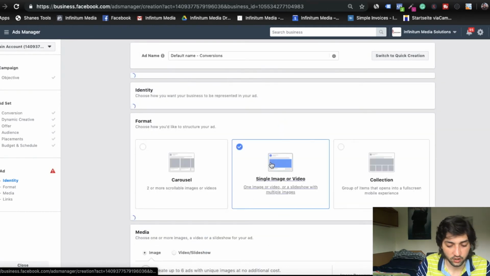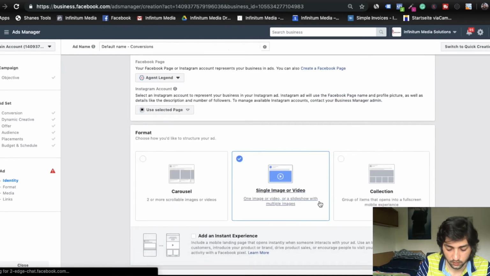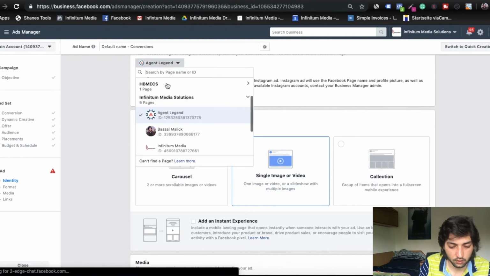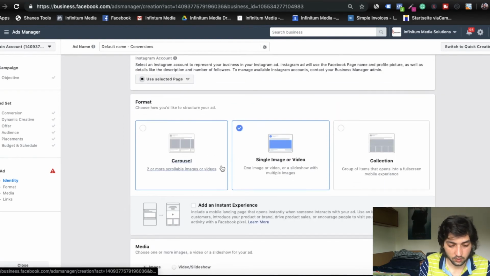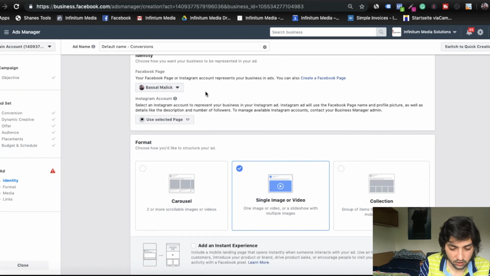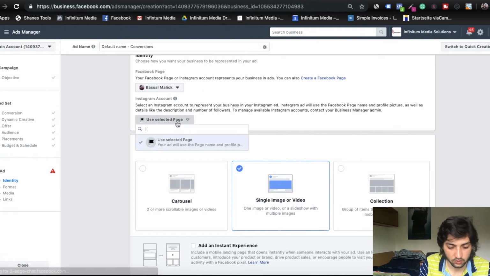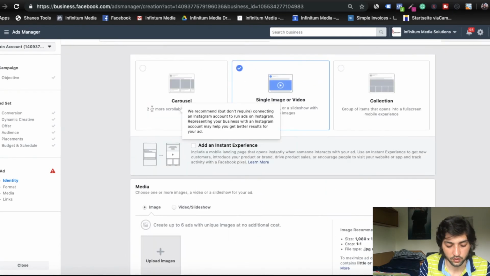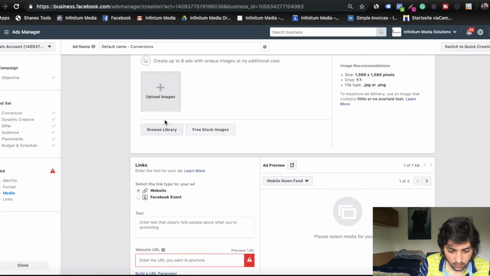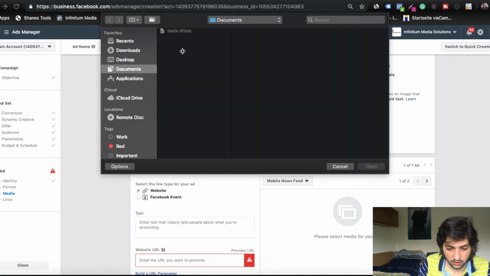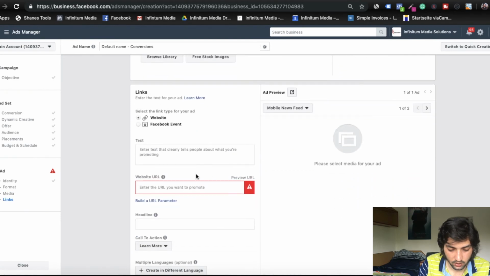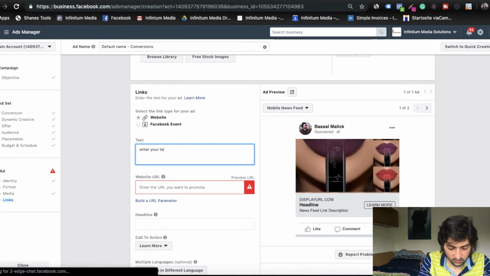And then we come to the ad creative side. You can choose carousel, single image, video. If you have a video, that's great. Facebook's gonna favorite that. We can retarget people who have watched 50% of the video. And then we want to select Facebook page as your brand, whatever it is, and then use selected page if you do not have an Instagram account, so Instagram will run ads on behalf of your Facebook profile. We come down, choose upload images, and then I'm gonna go ahead and get this ad image that I had before, and then enter your text here.